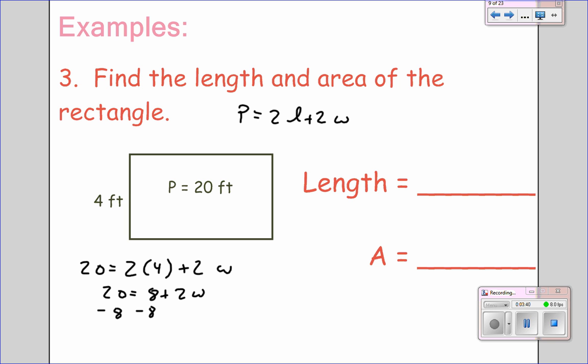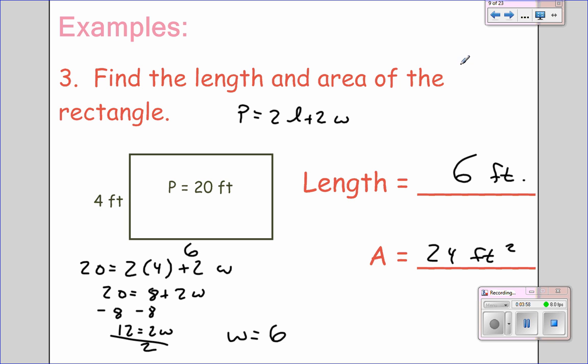Subtract 8. 12 equals 2W. And divide by 2. So W equals 6. I guess it's length, sorry. Same thing, though, 6 feet. If it wants the length or the width, you can do the same formula. So if this is 6, the area will be 4 times 6, which is 24 feet squared.